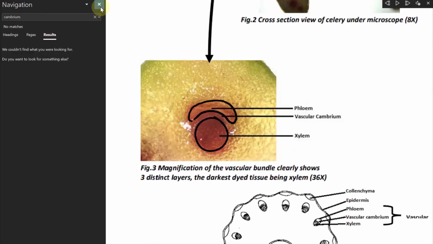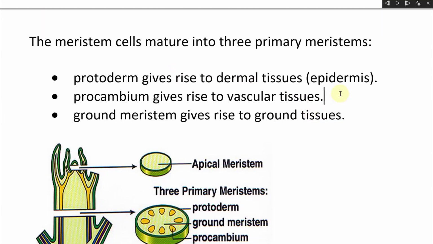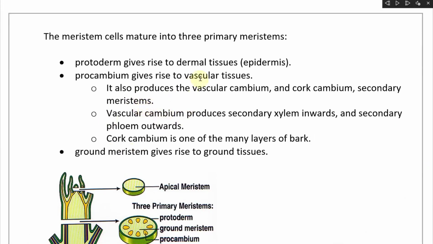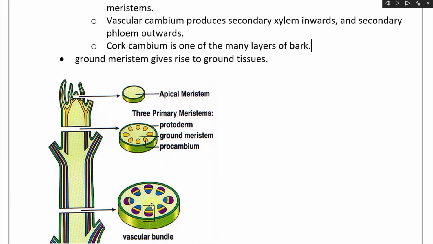If I just do a quick search, actually, we didn't actually search this. We didn't actually type this cambium in here. I'm going to put a note right here. Whoops. All right, here, yeah, so I just quickly paused video and zoomed out and added these notes here. So the procambium gives rise to vascular tissues. It also produces the vascular cambium and cork cambium, which are secondary meristems. Vascular cambium produces secondary xylem inwards. So going inwards, the xylem is producing that inwards, and secondary phloem outwards, phloem on the outside there, producing in between there. And cork cambium is one of the many layers of bark.